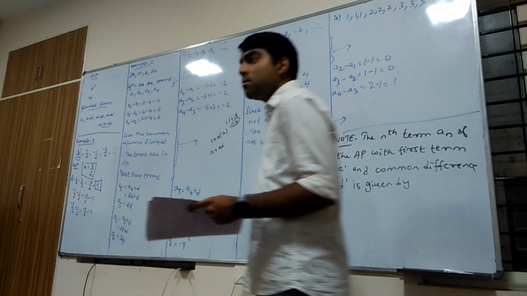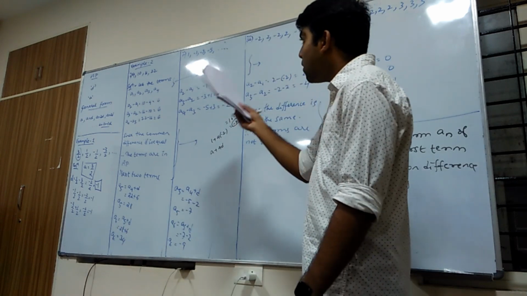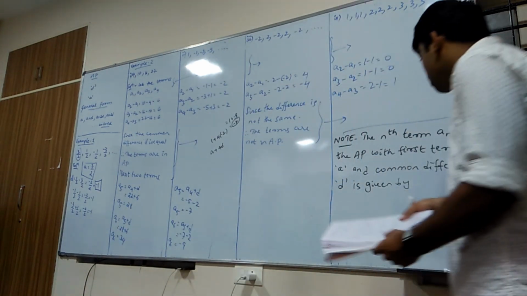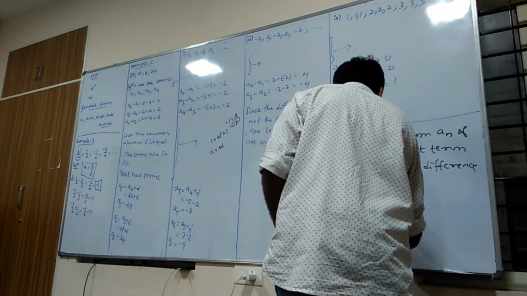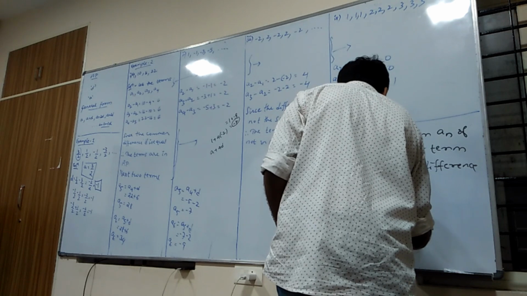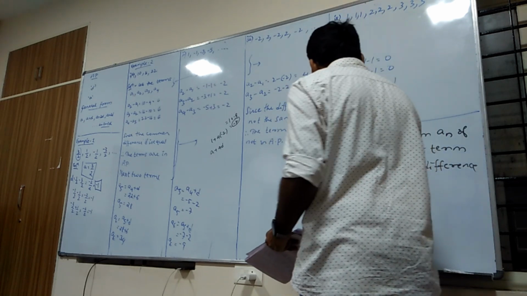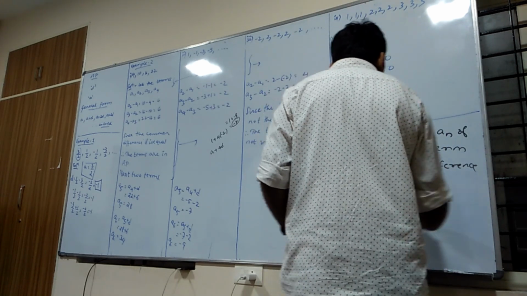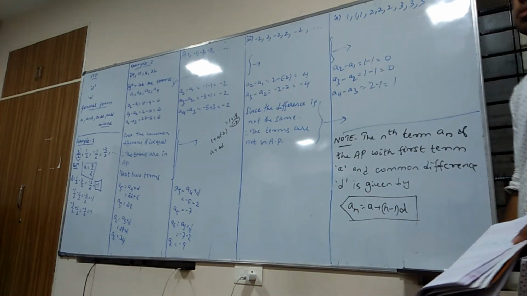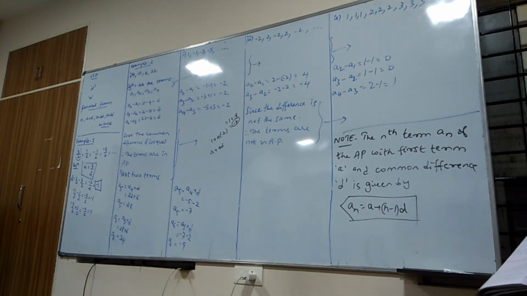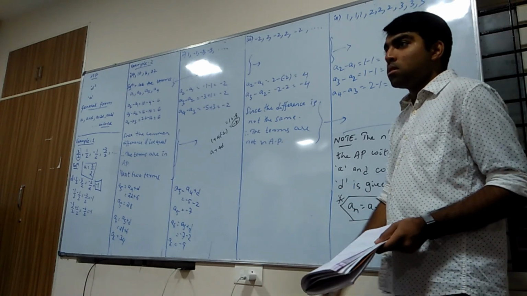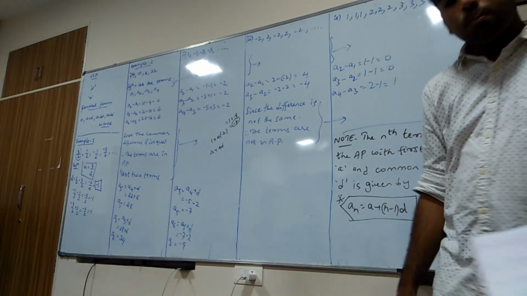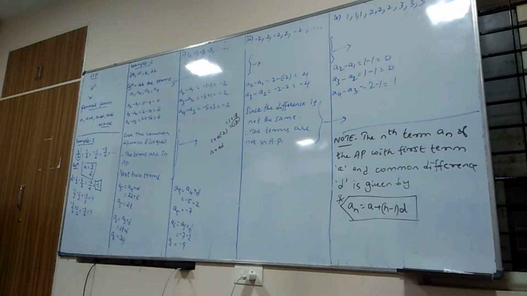Yes. I told you the pattern over there in the introduction. So A n is given by A plus n minus 1 into D. Okay, this is an important formula. Add it into your formula list.